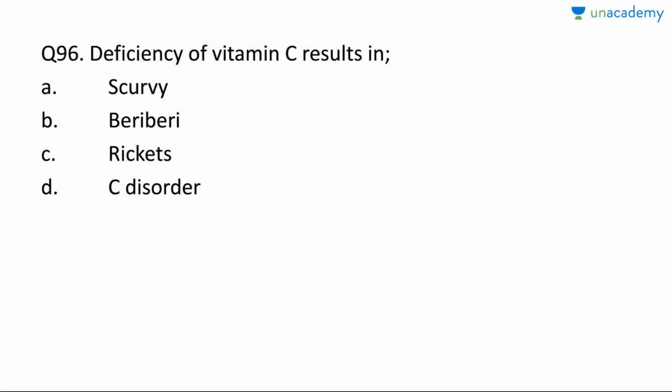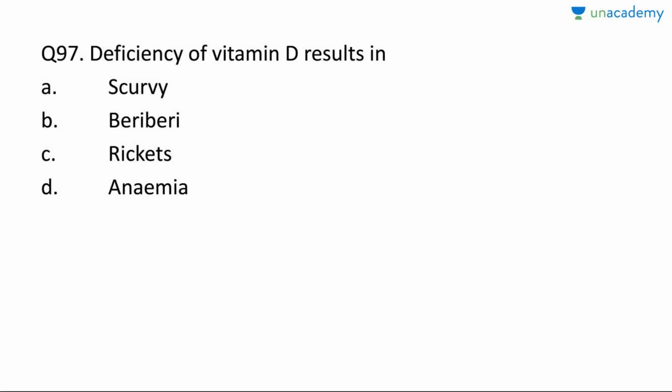Question number 96. Deficiency of vitamin C results in which of the following? So basically during the 15th, 16th, 17th century, whenever people used to go for huge naval expeditions like Columbus, Vasco da Gama, etc., their crew used to die. Half of the crew used to die because they were eating just bread and biscuits. So they were deficient in vitamin C, and it leads to bleeding, weakening of bones and bleeding from gums. This disorder is called scurvy, and eventually led to death. So answer here is A, scurvy.